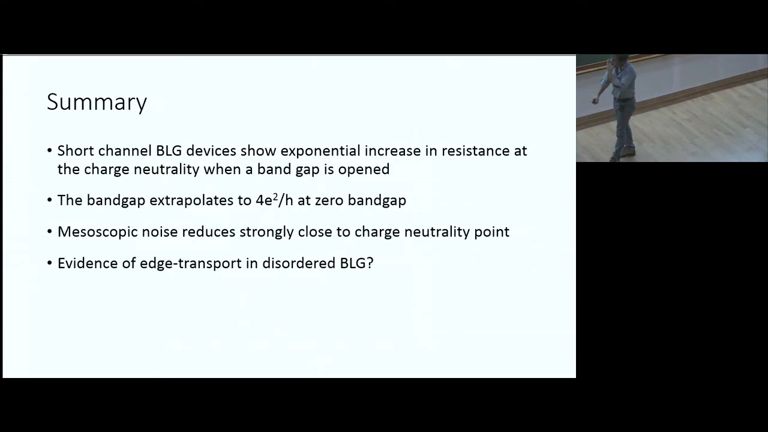I'd like to summarize. We have now found a short-channel bilayer graphene which shows exponential increase in resistance, and the resistance extrapolates to h/4e² at 0 band gap. Mesoscopic noise decreases to 0 roughly around the same point. So is this evidence of the edge transport?